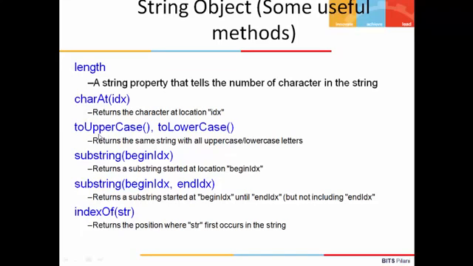If I want to convert between uppercase and lowercase, I can make use of either of these two functions, toUpperCase or toLowerCase. If I want to find a substring beginning at a specific index, then I can use this. If I want to find a substring between a specific start and end index, I can use this. If I want to find the index of a string's first occurrence, then I can make use of indexOf.